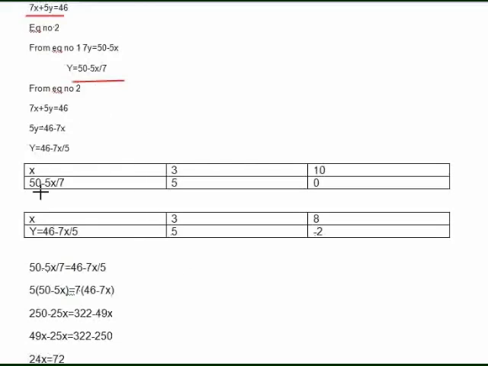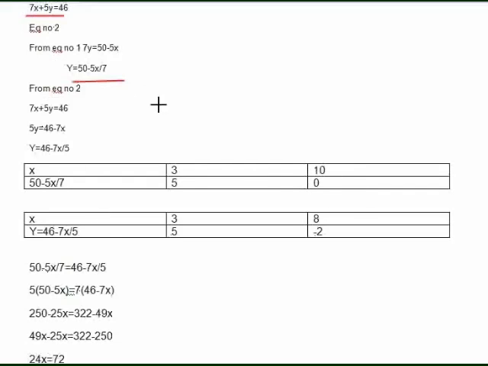For the first equation, I have made this table, and we try to get different values of y by putting different values in place of x. First we put the value of x as 3, so the value of y will be 5. And after putting the value of x as 10, we get 50 minus 5 into 10, that is 50. So 50 minus 50 by 7 means 0 by 7, which is 0. So after putting x as 10, we get the value of y as 0.